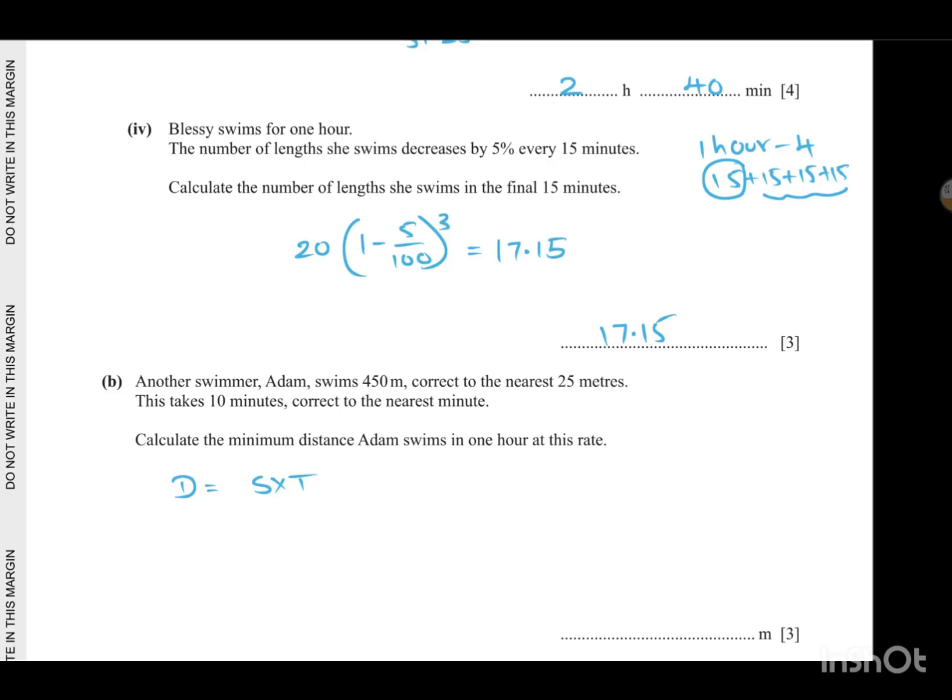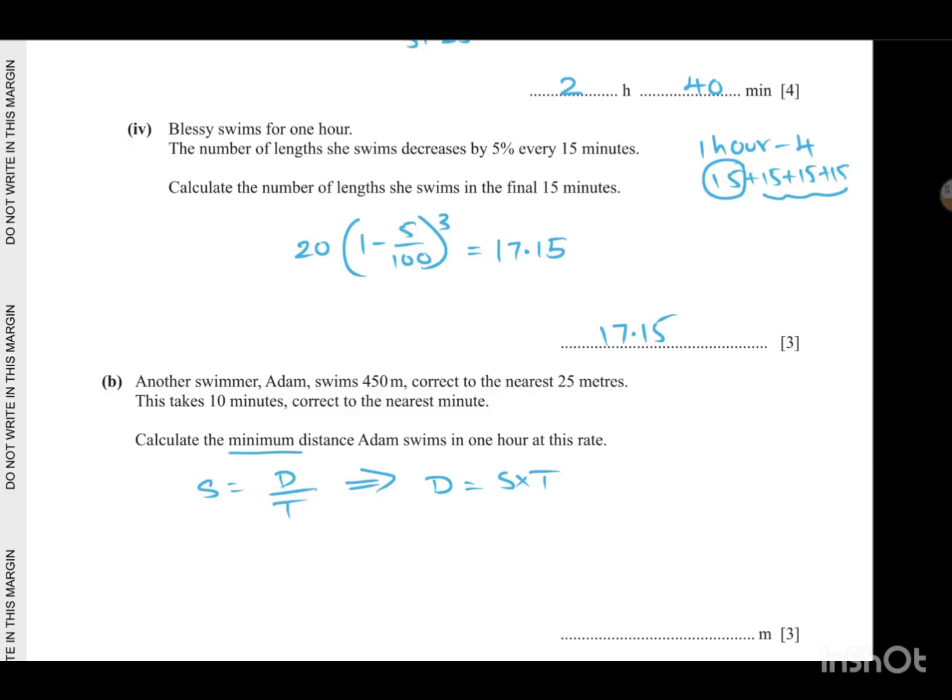So to get the minimum distance, we have to take the speed. The formula I have written is wrong. Speed is equal to distance by time. This will give you distance is equal to speed multiplied by time. So now, to get the minimum distance, we have to take the lower bound of the speed and the upper bound of the time.